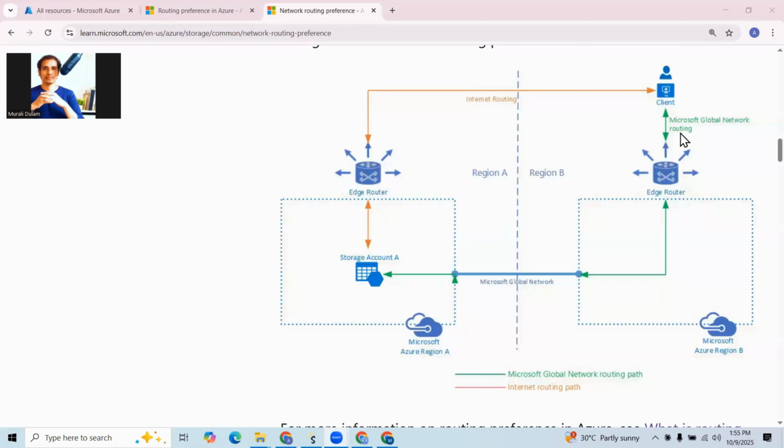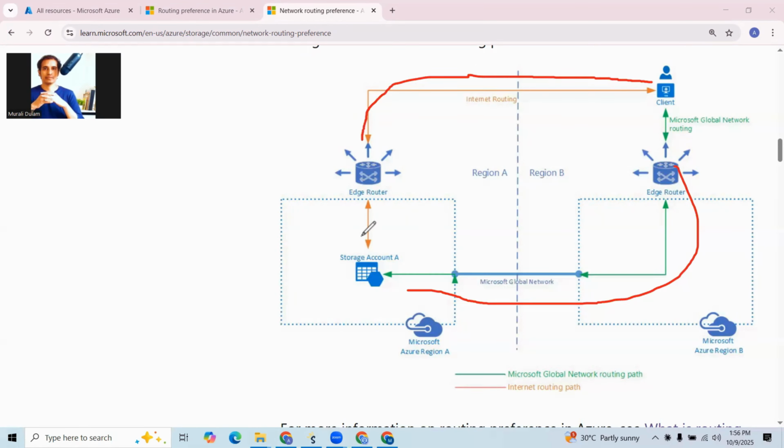Just see this picture. Whenever a user tries to access any Azure resource, by default he will connect through Microsoft Global Network. This is the path you can see. In this way, you can connect. This is the most reliable solution. But if you want to reduce the cost, we can start using internet routing also. Here, we will try to access the Edge router, and from there he can access whatever resource it is: a storage account, virtual machine, or some IP address.